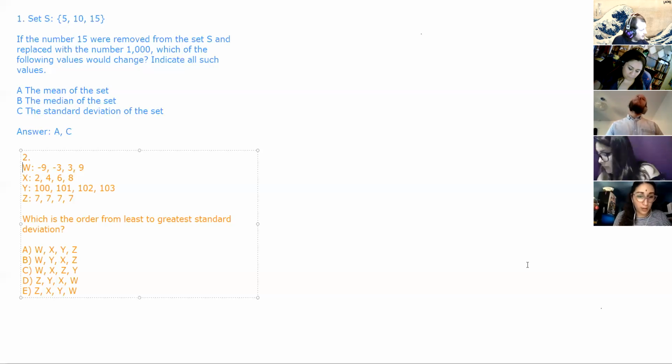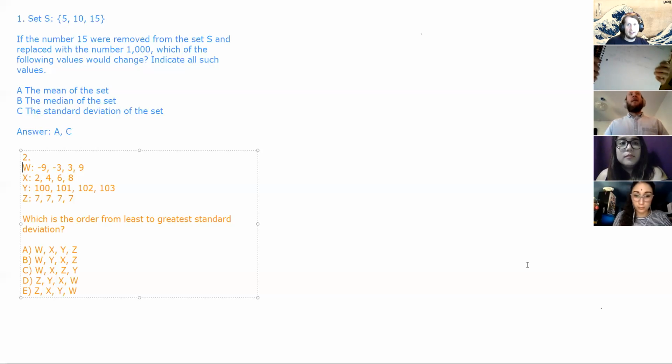Right. Dataset Y's members have a spread of 1 between each number. X members are 2 away, and dataset W's members are 6 away from each other. So dataset Y has the next smallest standard deviation. So the correct answer is D, Z, Y, X, W.